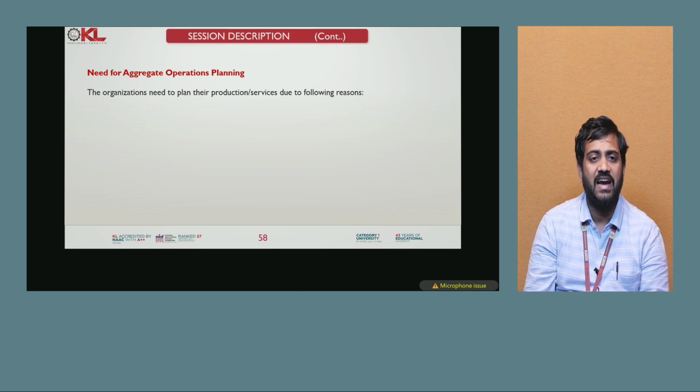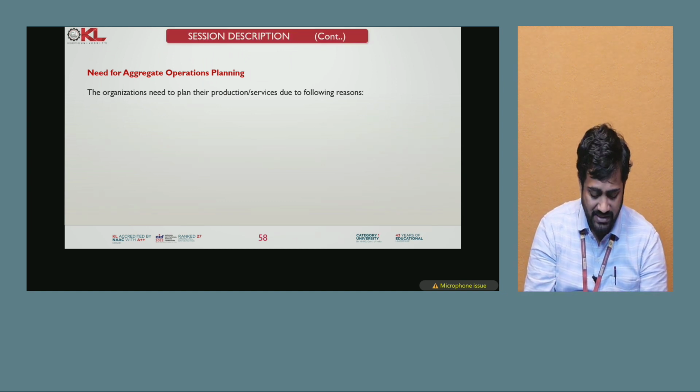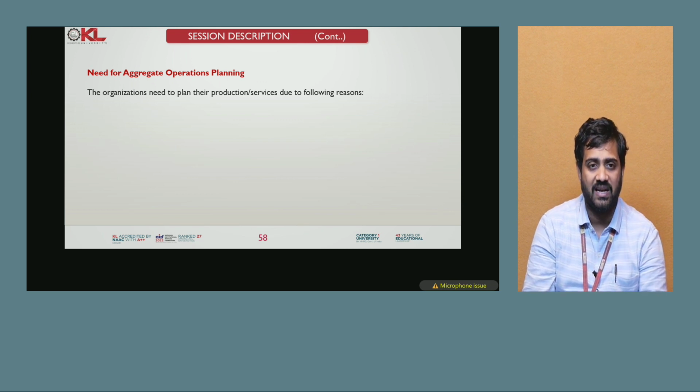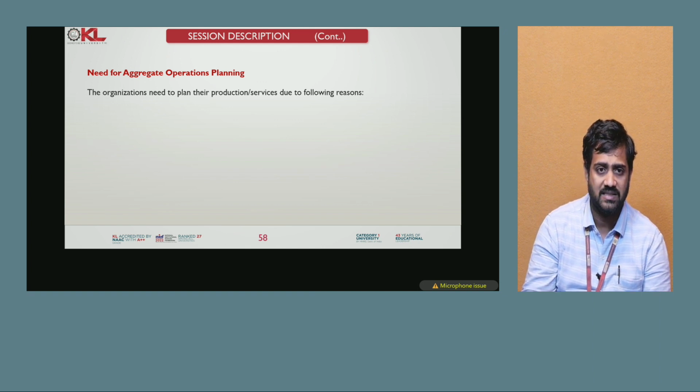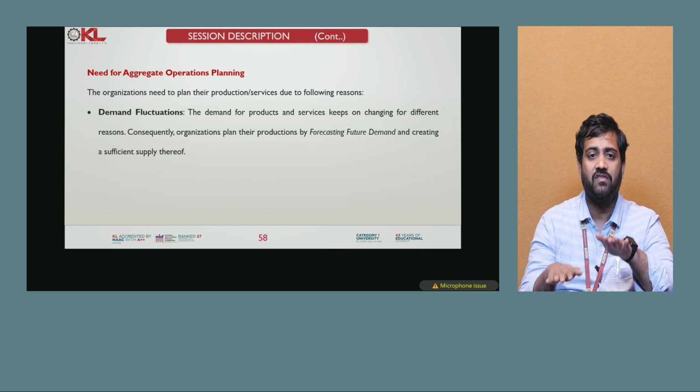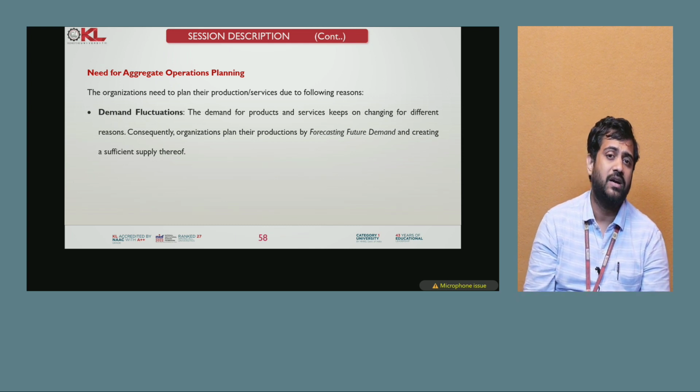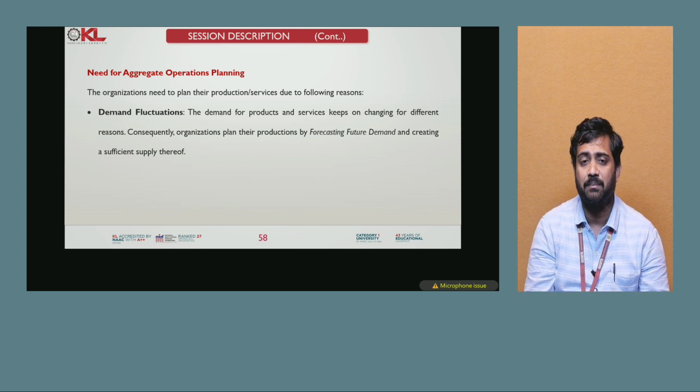The next one is the need for aggregate operations planning. What is the need? Till now we discussed the objectives. Various organizations need to plan their production and services for the following reasons. The reasons are demand fluctuations. The demand for products and services keeps on changing in the market.